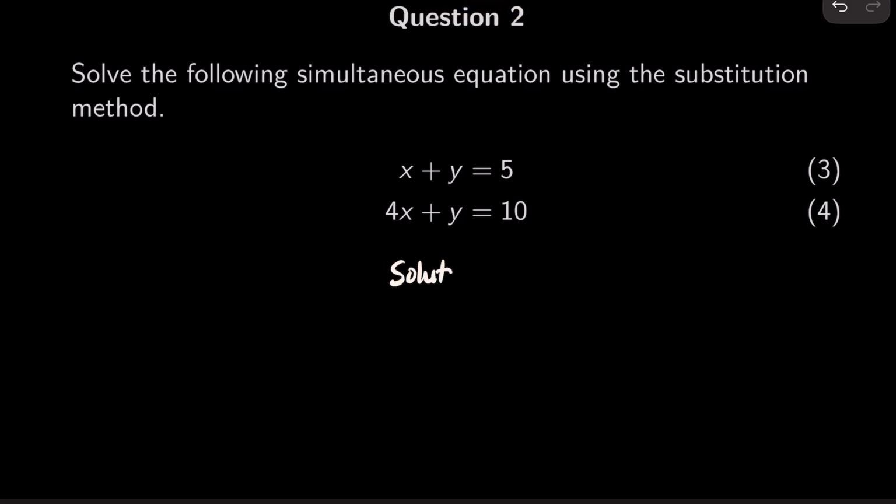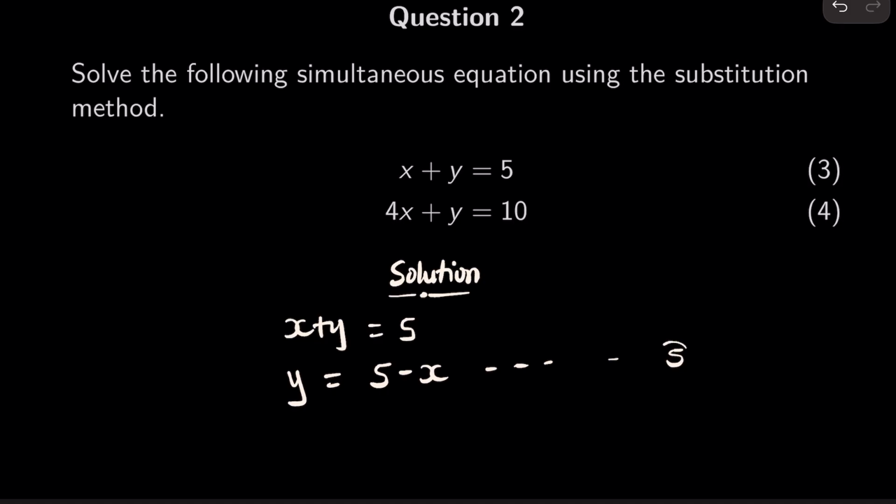Solution. As we did in the first example, let's make y the subject in equation 3. From equation 3, we have x plus y is equal to 5. Now let's make y the subject. So we are going to have y is equal to 5 minus x. Now let's call this equation 5. So we are going to substitute equation 5 into equation 4.